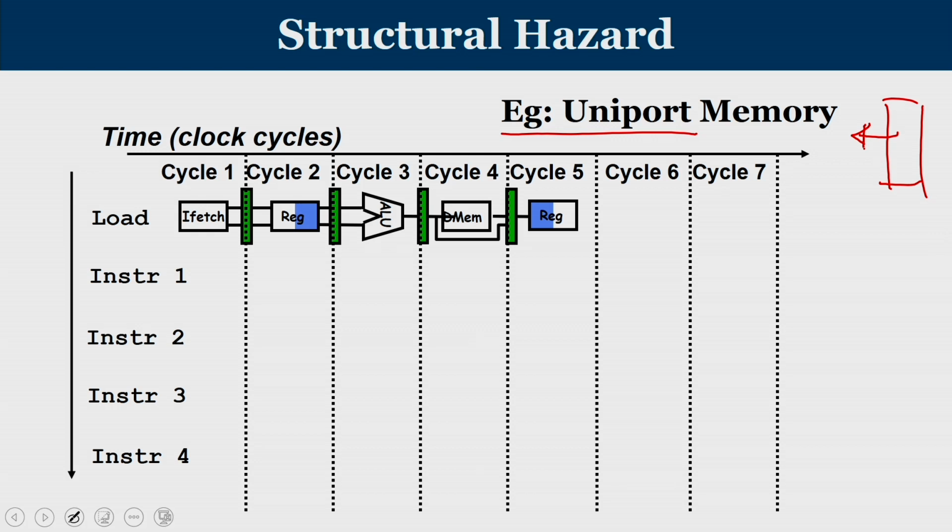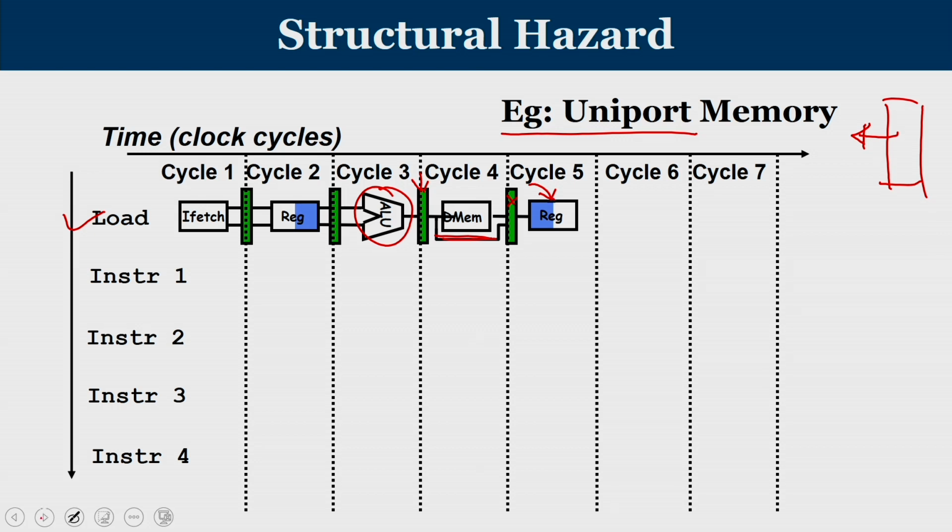Consider the case that we have a load instruction. In the case of a load instruction, after fetching and decoding is over, the address is computed in the ALU. Based on the address, you access the data memory, the word is accessed from data memory at the end of cycle 4, and you write the result into the register.